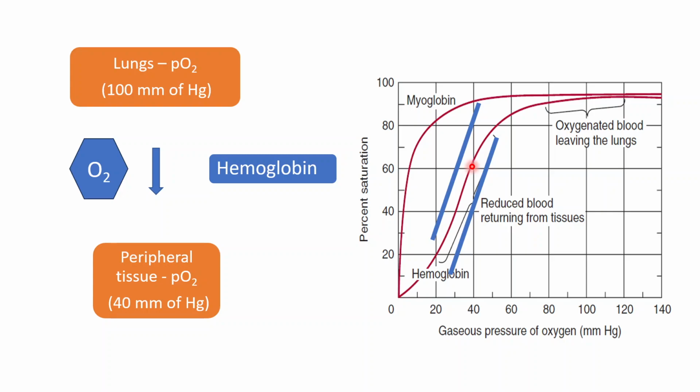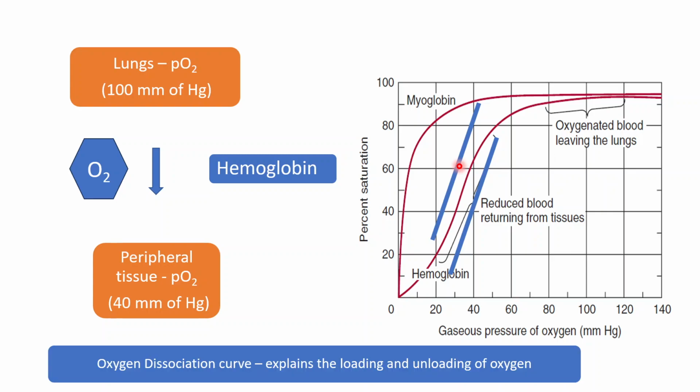And if the oxygen dissociation curve shifts towards the left side, then the hemoglobin does not unload oxygen easily. So the affinity of oxygen and hemoglobin is increased. It does not give out oxygen easily. This is what we have to remember. So this is known as the oxygen dissociation curve, which explains the loading and unloading of oxygen.